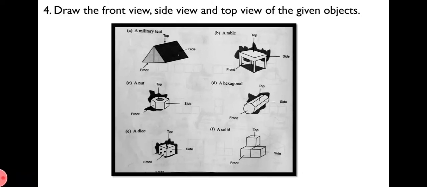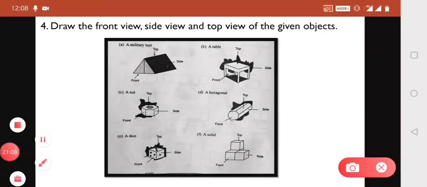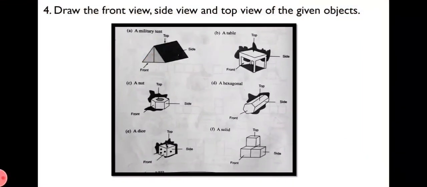Now, first you draw the question figure. This figure we have to solve now. First, a military tent is given. Now let's see the front view, side view and top view of it.